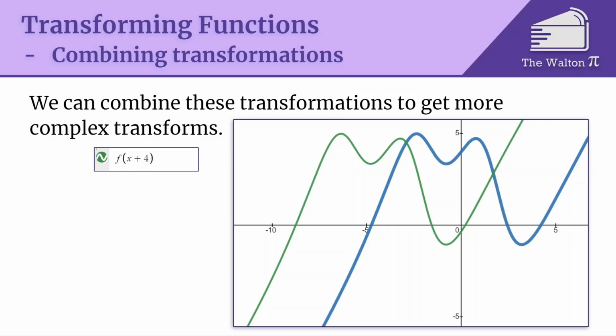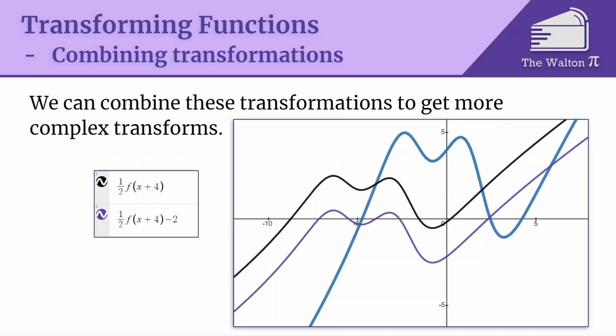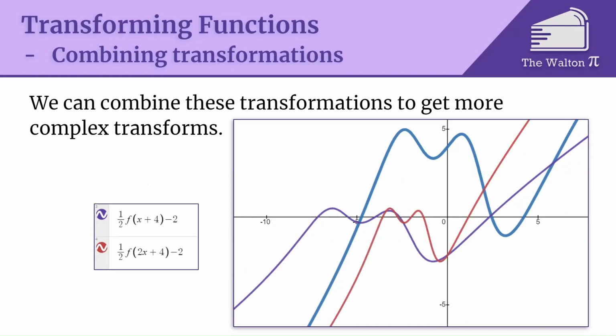But then what we can do is we can then transform that function. So this black function is now 1/2 of our green function, 1/2 of f of x plus 4. So it's a simple transformation from the green function, but this is now a little more complex of a transformation from the blue one. Then we can say, well, what's 1/2 of f of x plus 4 all minus 2? That's 2 units below the black graph, so that's now demonstrated here. But then what would happen if I multiply the x by 2? Well, that's going to compress everything by a factor of 2. And so we end up with this red function.